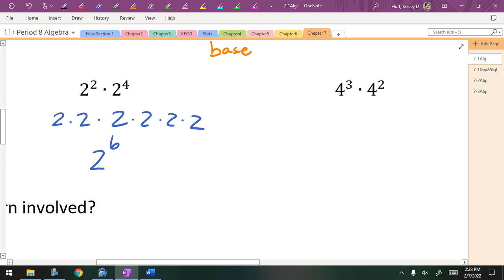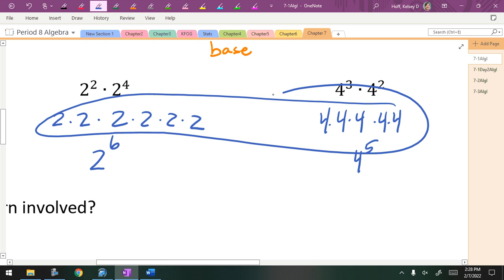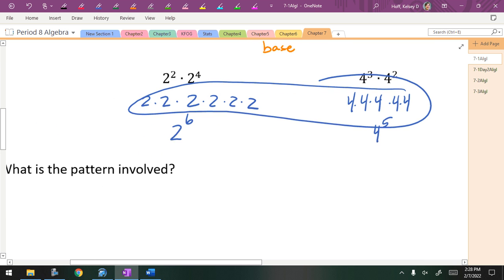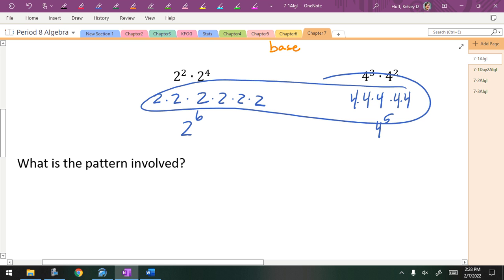4 to the 3rd is really 4 times 4 times 4, and 4 squared is 4 times 4. So how many 4's do I actually have? 4 to the 5th. Now, I don't know about you guys. I don't want to write this out on every single problem. Thatcher, what's the pattern? Oh, I was going to say it's like combining like terms. True, true. What is the pattern that is involved?